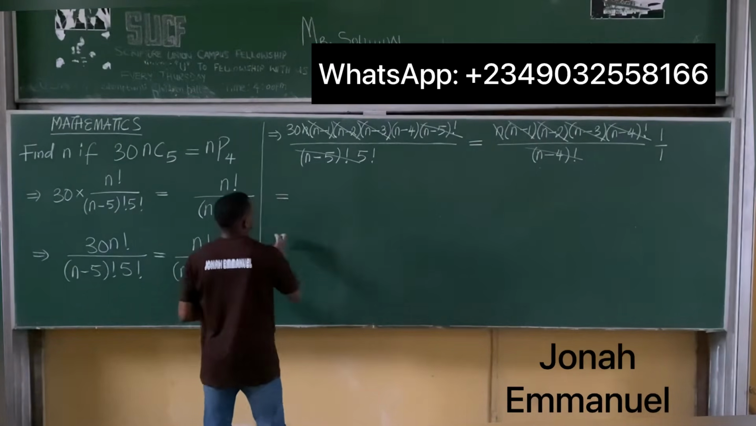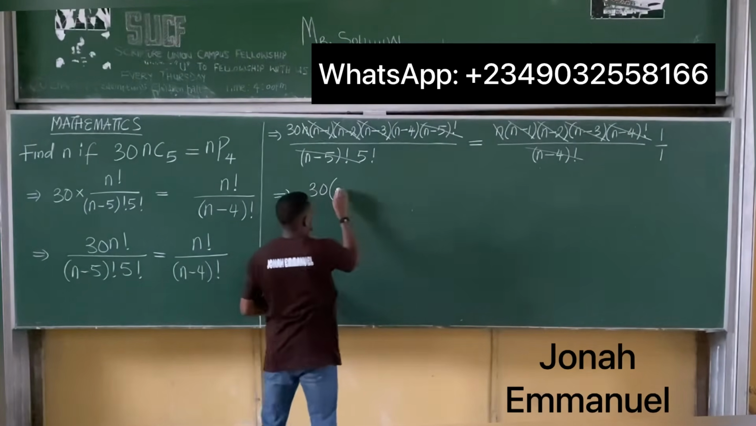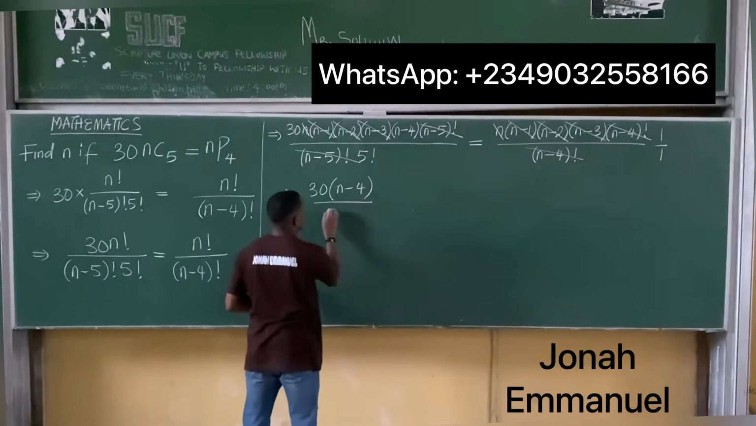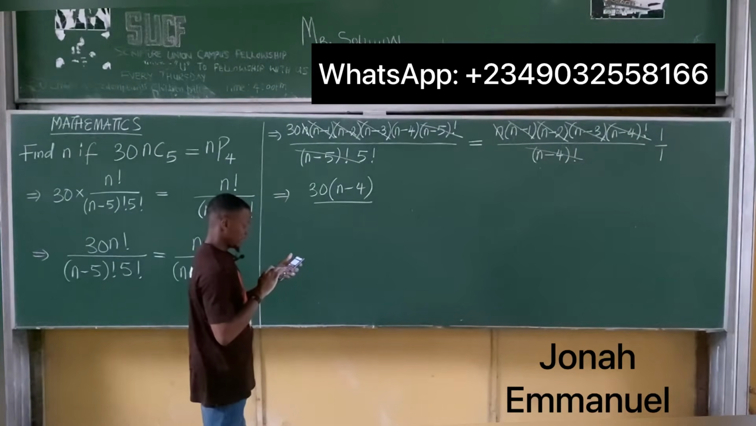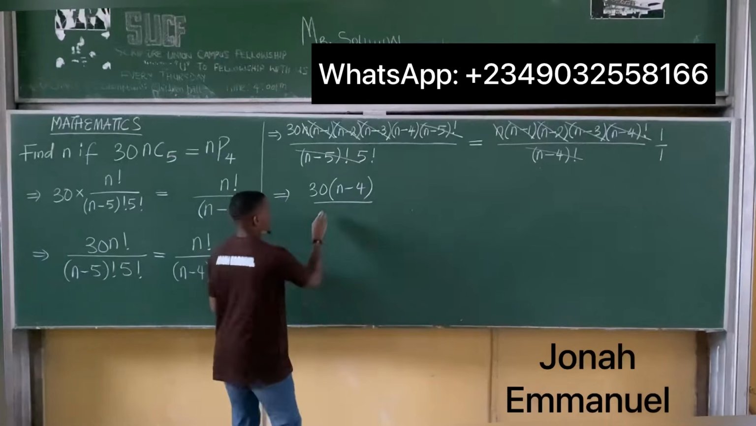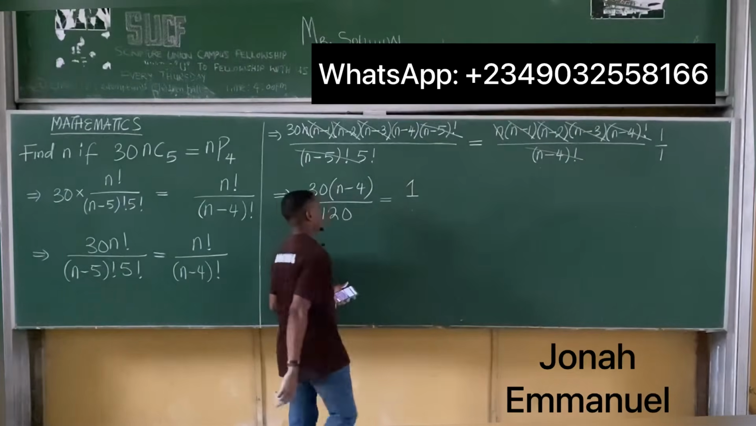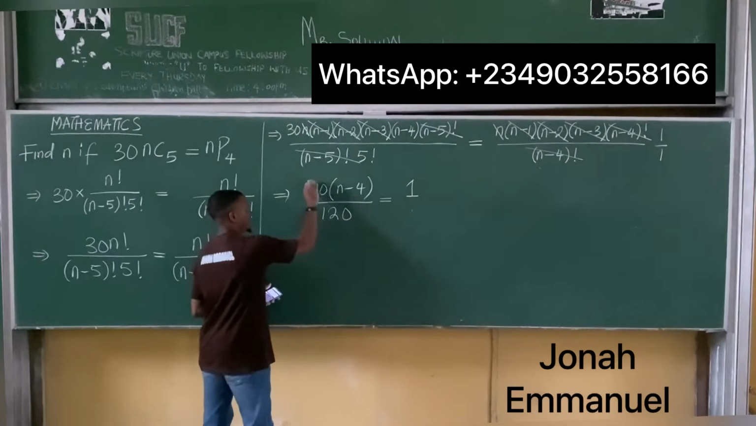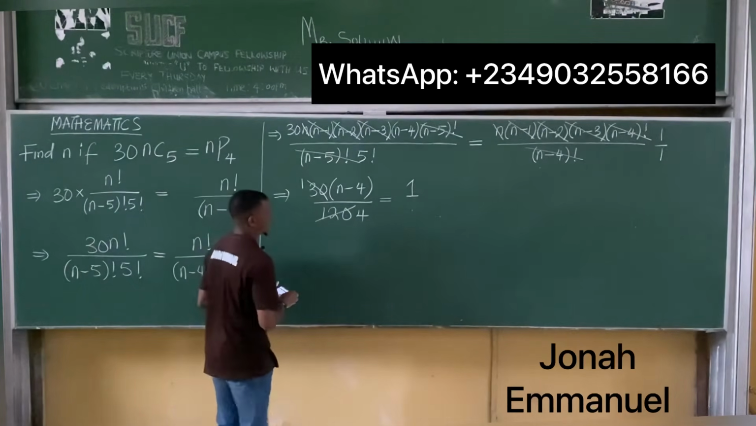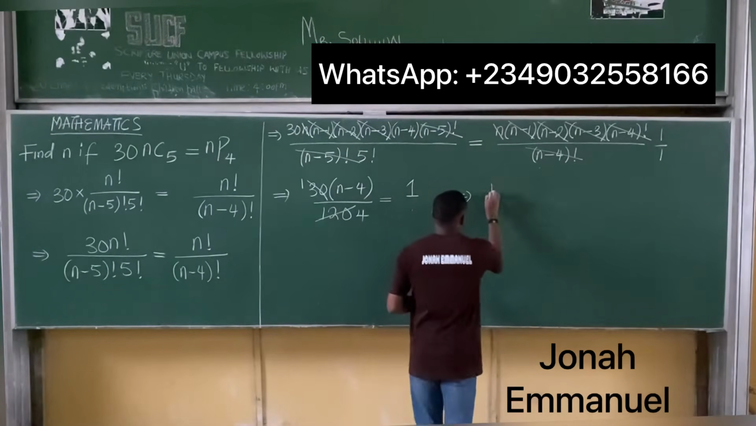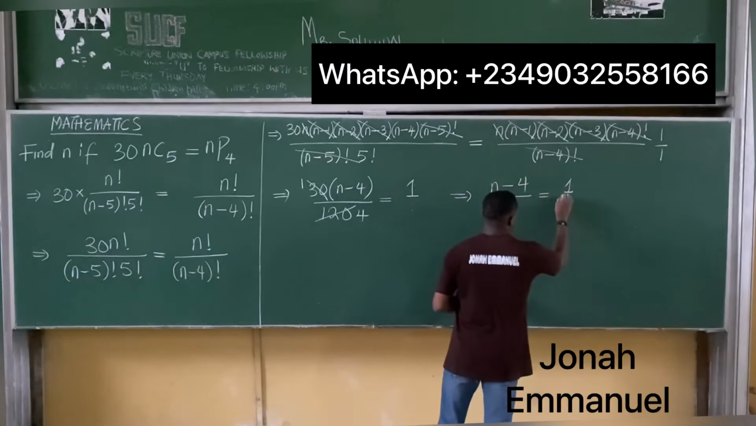So this is now equal to, here I'm left with 30 into n minus 4 all over 5 factorial. Let's punch 5 factorial. 5 factorial is 5 times 4 times 3 times 2 times 1. The value is 120, is equal to 1 over 1, gives you 1. All right, 30 into 120 gives you 4. So I now have that n minus 4 all over 4 is equal to 1, of course, 1 over 1.